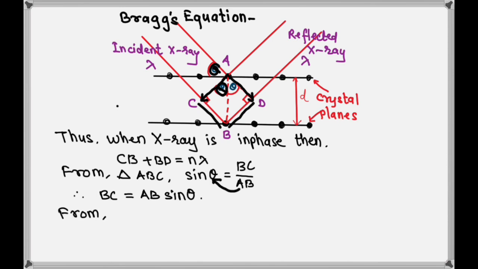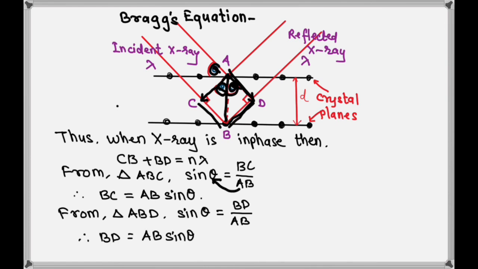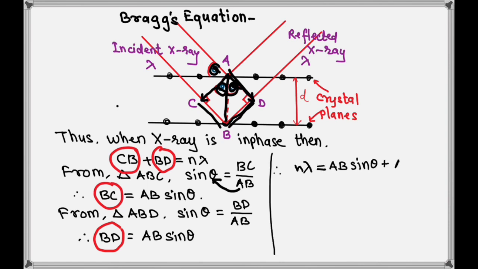Now consider the second triangle, that is triangle ABD. So in triangle ABD, again sin theta is equal to BD upon AB. Therefore BD is equal to AB sin theta. Now we got the value of BC and BD. Now we'll substitute the value of BC and BD into that equation. Therefore we get n lambda is equal to AB sin theta plus AB sin theta, which means n lambda is equal to 2 times AB sin theta.